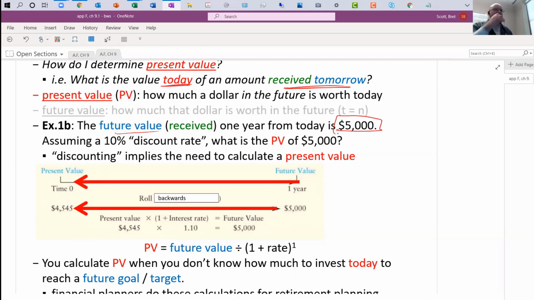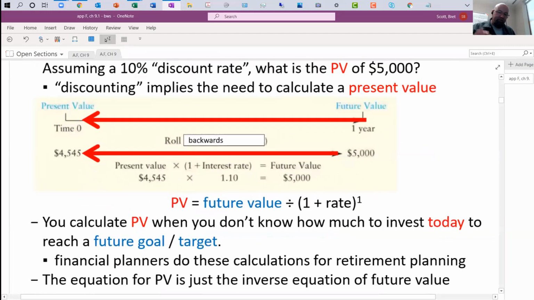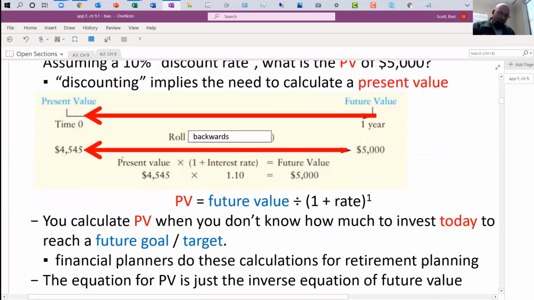Assuming I don't have the 5,000, I have some amount less. How much should I invest today to get that 5,000? I'm going to run a present value calculation. And essentially, at a fundamental level, it's taking what we just saw before, but instead of knowing what present value is, we know the future value, we know the calculation on how it gets to the present value. What we would need to do is take the $5,000 and divide it by 1.10.